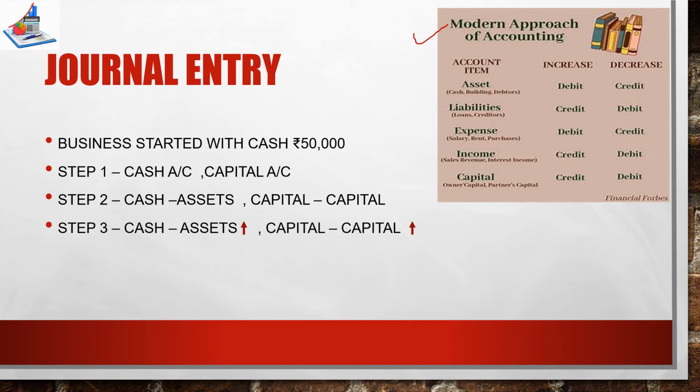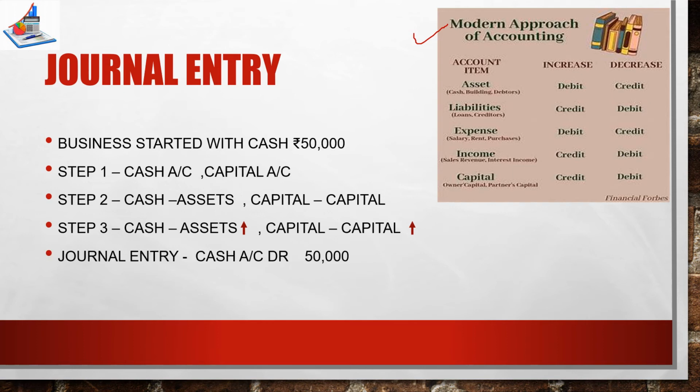Capital, what is happening to the capital? Yes, that is also increasing. So we know both assets and the capital are increasing because when the owner brings his own personal money into the business, that is called capital. So capital is also increasing here, and cash is an asset which is also increasing. So it's very much clear with all the 3 steps.